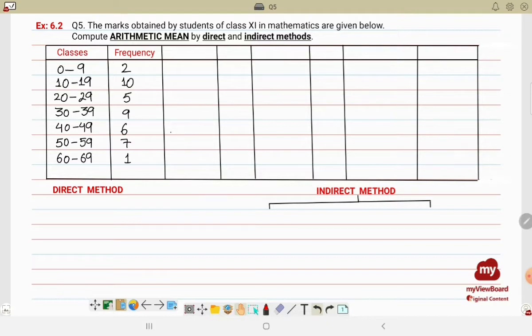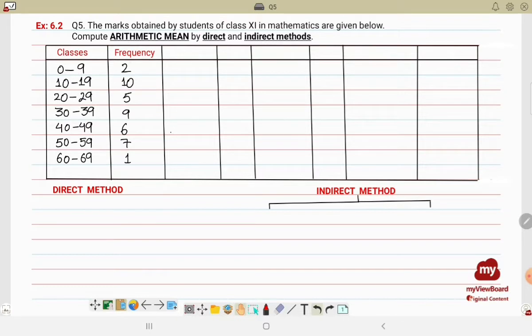The marks obtained by students of class first year in mathematics are given below. Compute arithmetic mean by direct and indirect methods. So what we have to calculate is the arithmetic mean. Now, two columns are given to us.